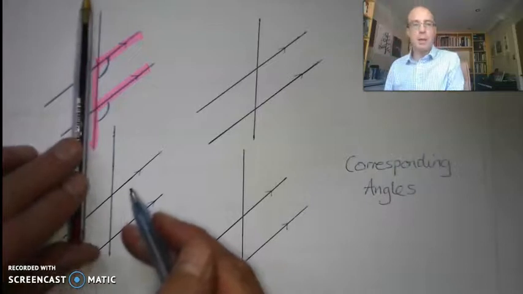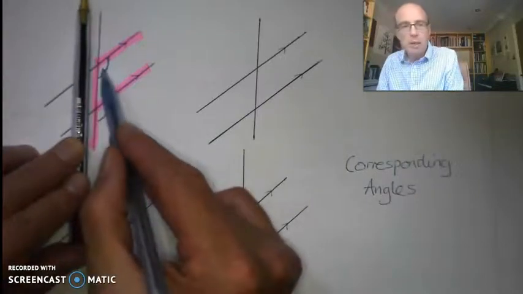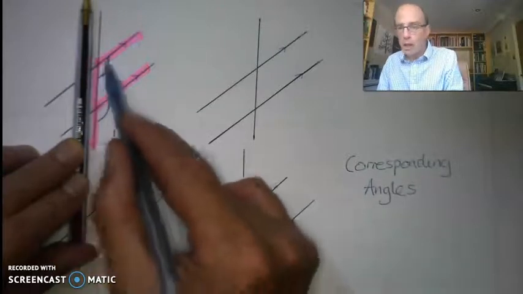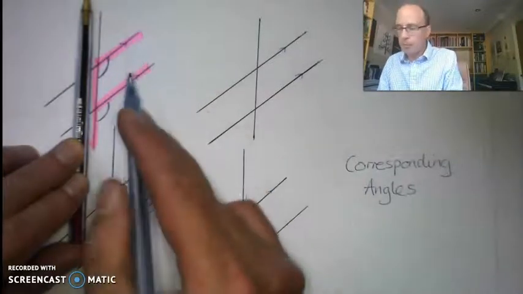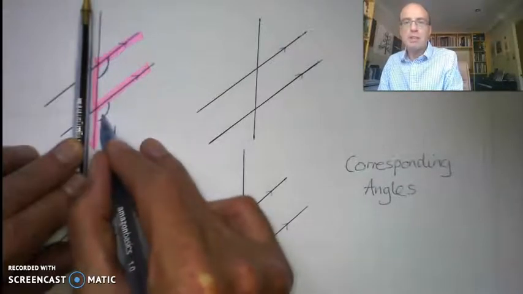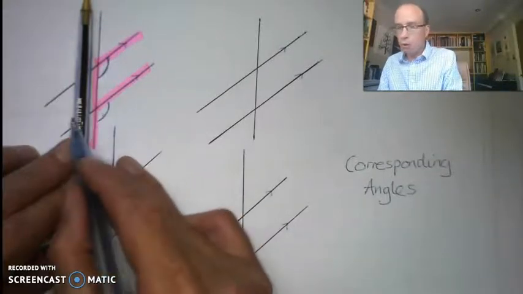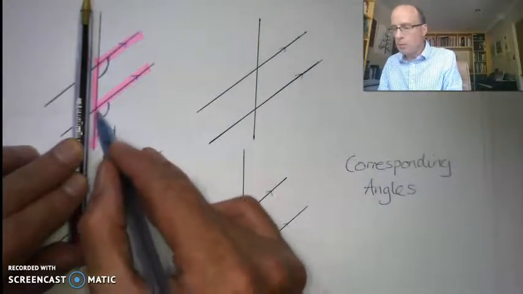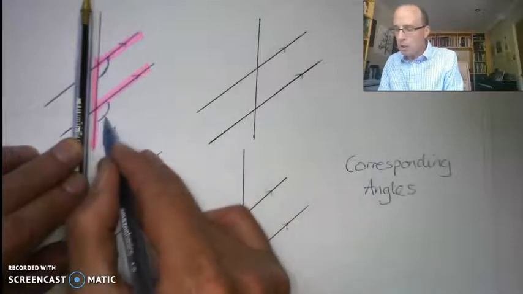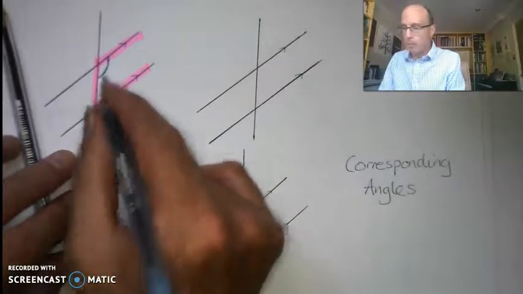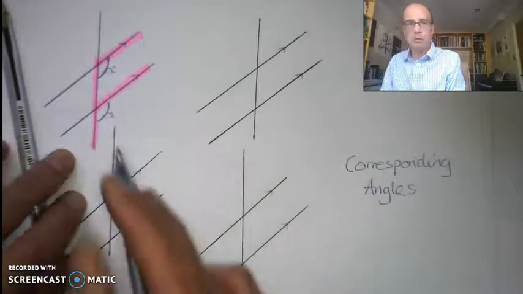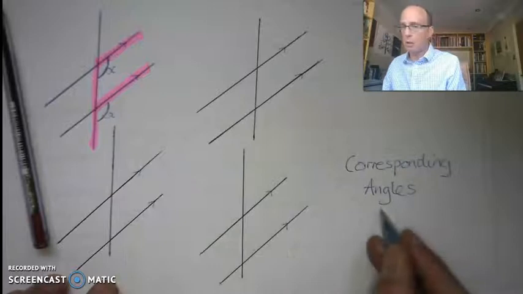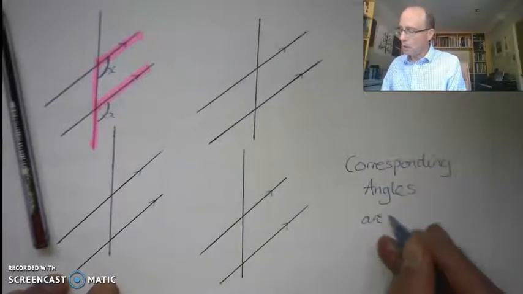If I put my pen in place, we can see that this angle here is to the right of my transversal and underneath the first parallel line. This angle is what we say is in a corresponding position. So it's also to the right of my transversal and it's also underneath my parallel line. So these two angles are the same. We might call them X or X. They've got the same value, they're the same size angle. So corresponding angles are equal.